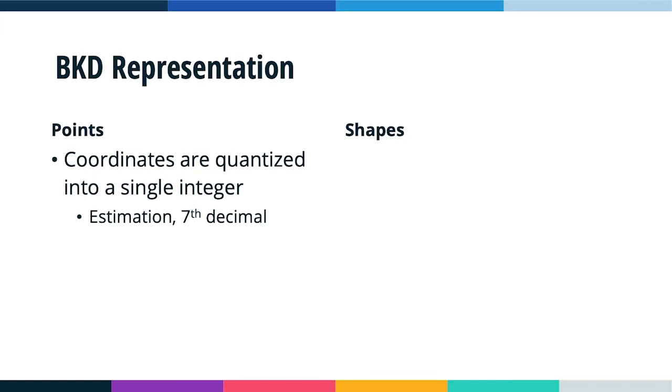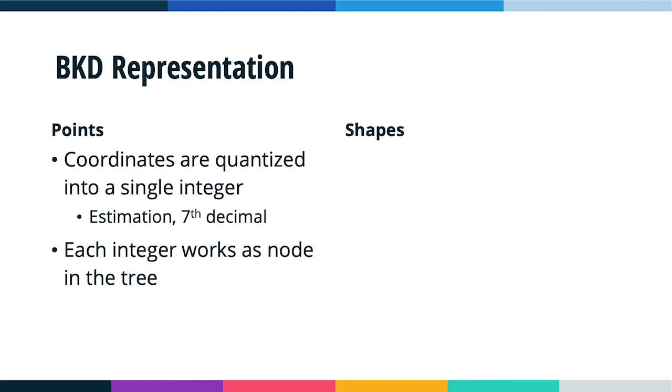By the way, I'm going to say "good enough" quite a bit in this. Don't try to build a self-driving car with OpenSearch, not yet at least. You're going to wind up running into buildings. It is good enough for most circumstances, but don't use it to figure out where you are in a very small amount of space. It's not going to be that accurate. Then each integer works as a node in the tree, and you're able to walk the tree and find the indices that are represented there. It has a lot of properties that are really useful for being able to do this.